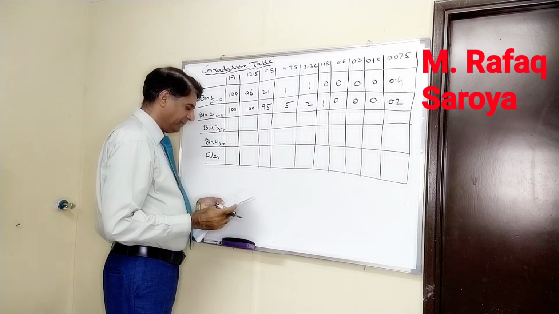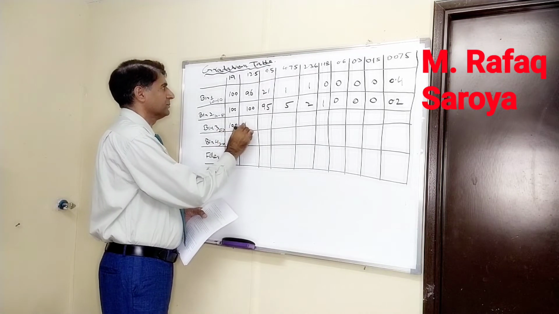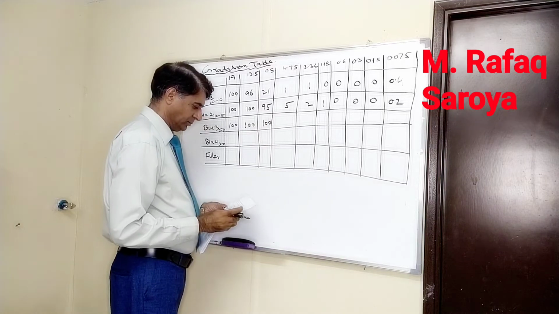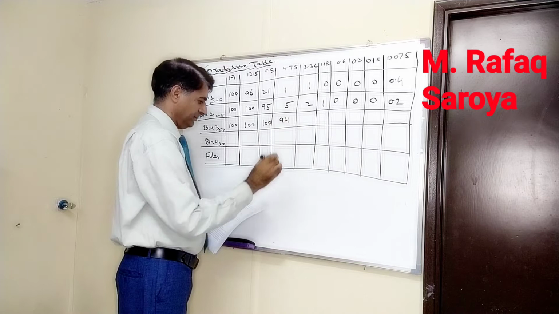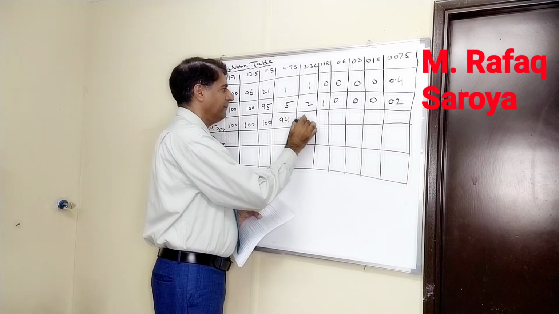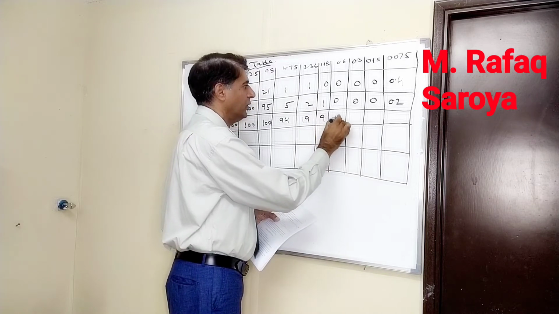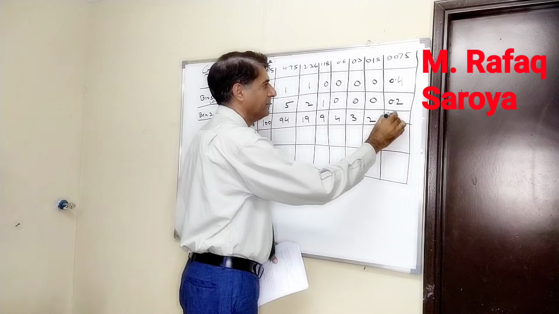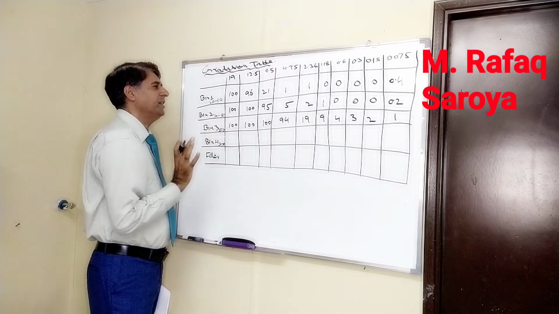Next, bin number 3, which is for the 5 mm material. 94% material is passing, 19, 9, 4, 3, 2 and 1. This is the gradation of the material of bin number 3.